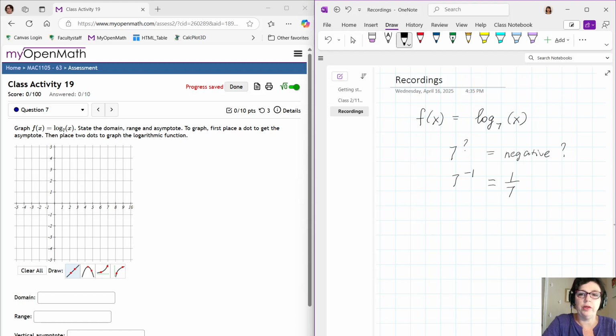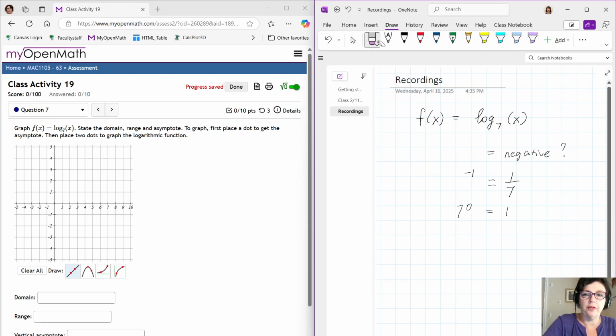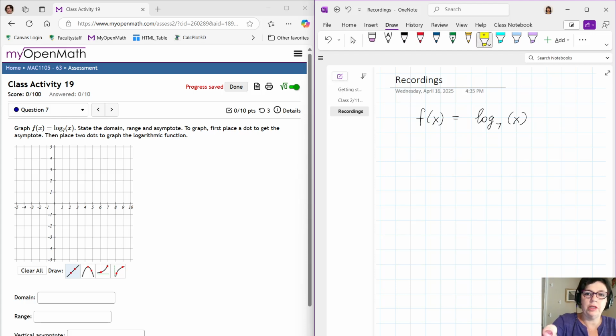And also there is no way to get 0 either, because, for example, 7 to the power 0 is not 0. That's 1, actually. So logs are undefined for negative numbers and 0. And therefore, what we need to understand is that this argument of the log has to be a positive number. So we're just going to say that x is greater than 0. And that's going to be our domain.